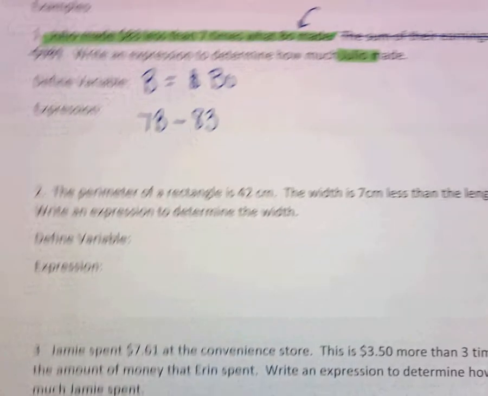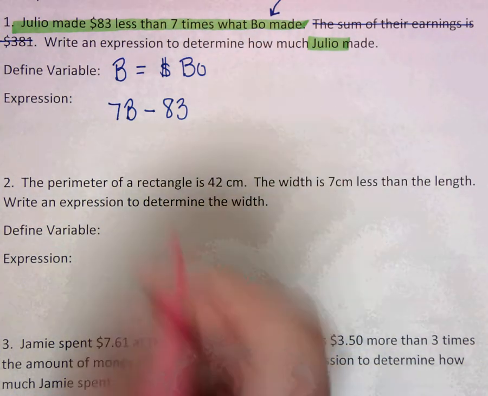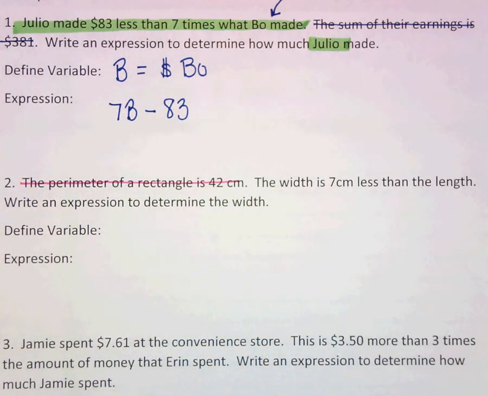Okay, let's look at the next one. The perimeter of a rectangle is 42 centimeters. The width is 7 centimeters less than the length. Write an expression to determine the width. Again, for right now, we have some extra information. The perimeter of 42 would be important if we were actually going to solve this problem, but all we're doing is writing an expression. We're just trying to set up the pieces of the problem.